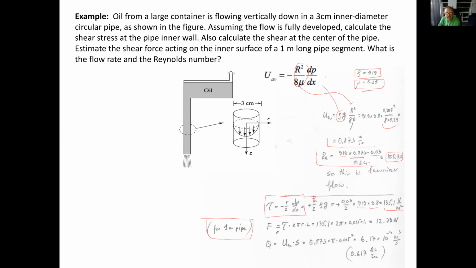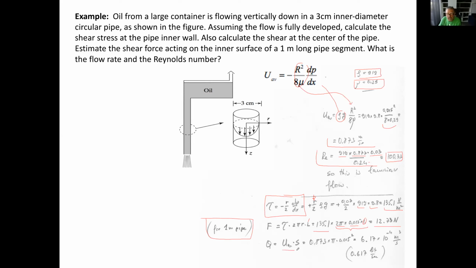Is the area. So the area, the length is 1 meter, which I put here. And then we have the radius, 2 pi r. So that's the inner surface area of a 1 meter long pipe. That is the shear that we calculated, and that's it. And of course, it must be equal to delta P times the area. Same force.